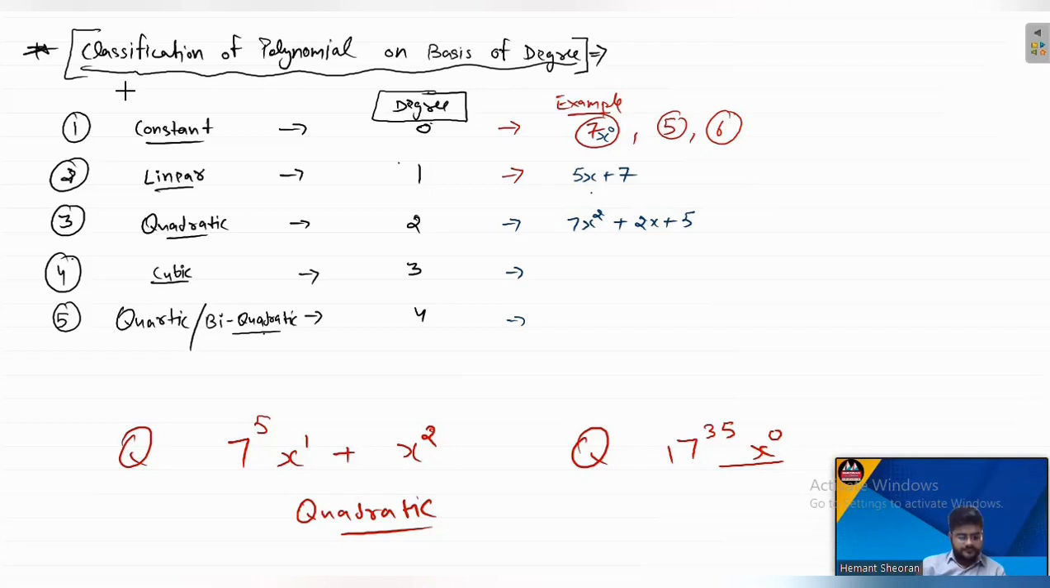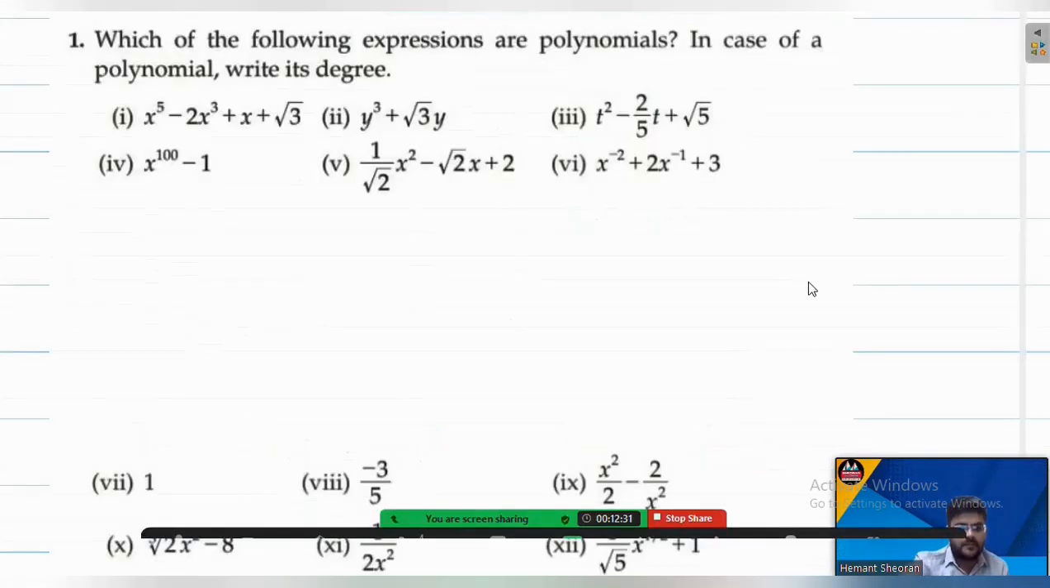Okay, let me quickly paste it over here so that we can give a bit of practice out of it. Then we will continue with today's part. Just give me a second. Okay, so this is the one.